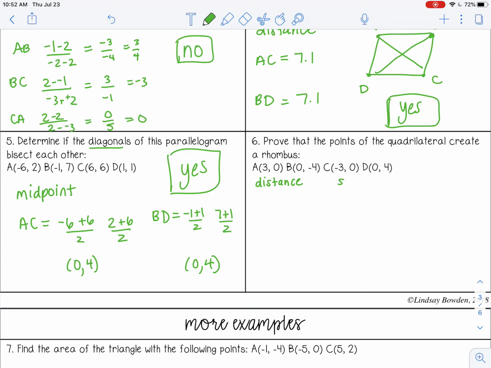So we also need to do the slope. So I'm going to list out my sides here. Now you may need another sheet of paper to do this work, but we're going to do the distance of all 4 and the slope of all 4. So go ahead and pause the video now and try that by yourself.